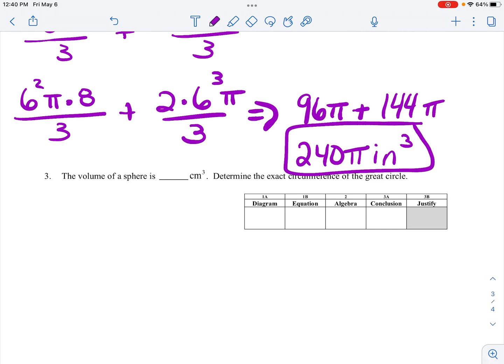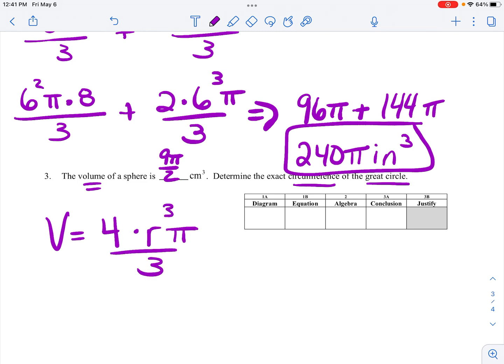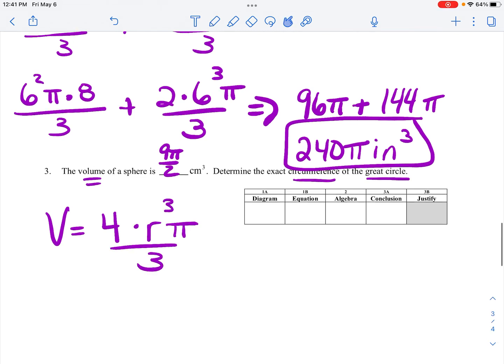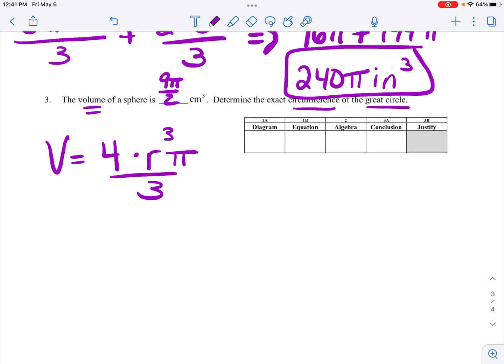The volume of a sphere is 9 pi over 2 centimeters cubed. Determine the exact circumference of the great circle. Okay, so first thing I do is I kind of look at what I'm given. I'm given the volume, so I know my volume of a sphere is 4 times r cubed pi over 3. Again, they gave me the volume, so I actually know this quantity.